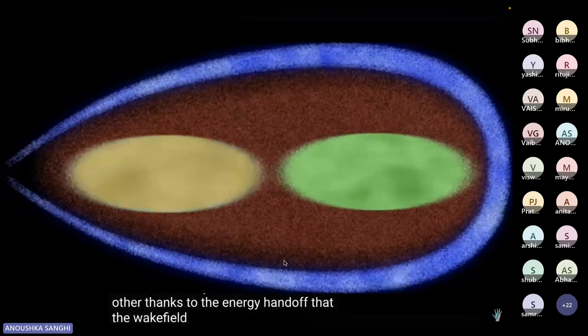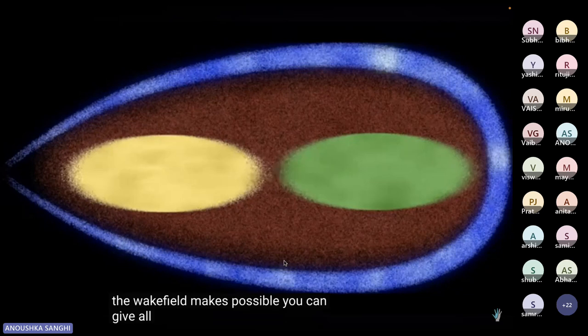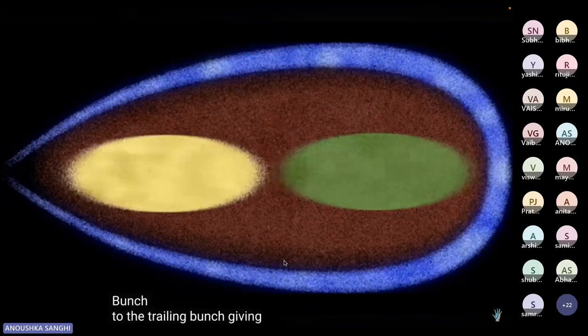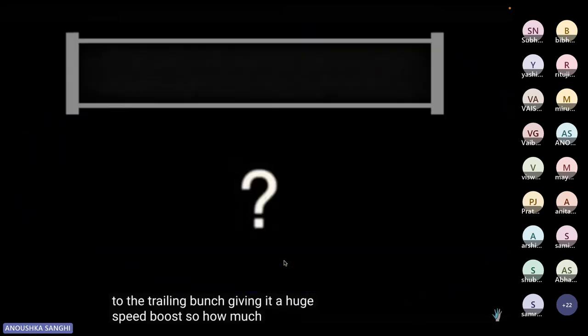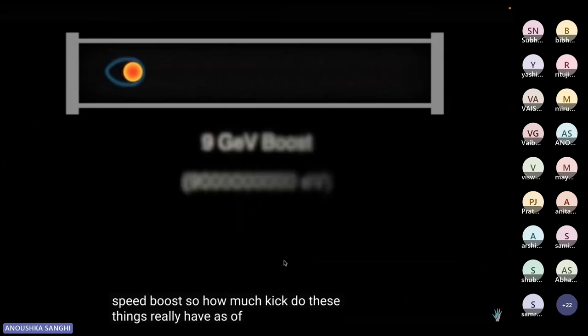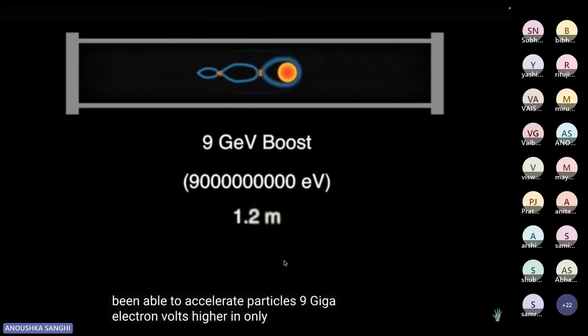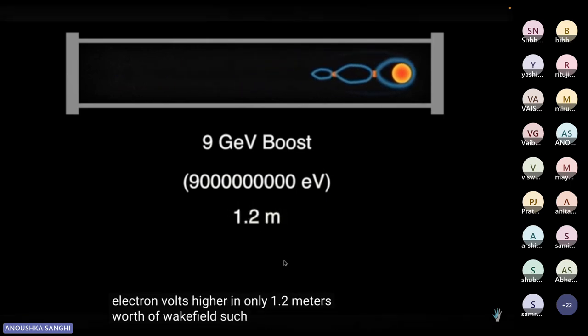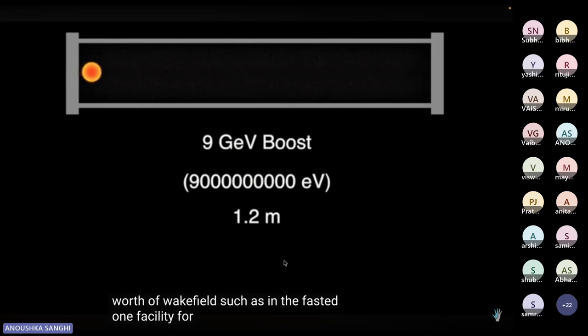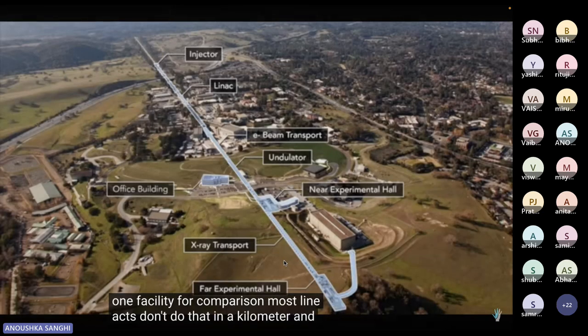Thanks to the energy handoff that the wake field makes possible, you can give all of the energy of the first bunch to the trailing bunch, giving it a huge speed boost. So how much kick do these things really have? As of now, groups have been able to accelerate particles 9 giga electron volts higher in only 1.2 meters worth of wake field, such as in the FACET-I facility. For comparison, most LINACs don't do that in a kilometer.